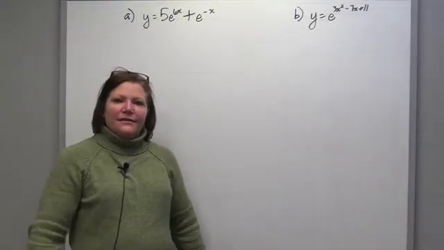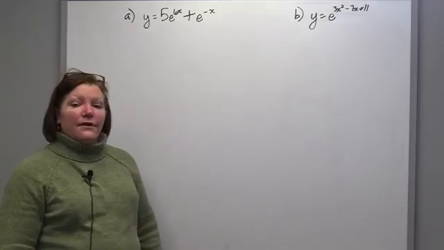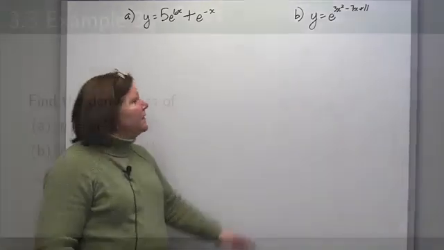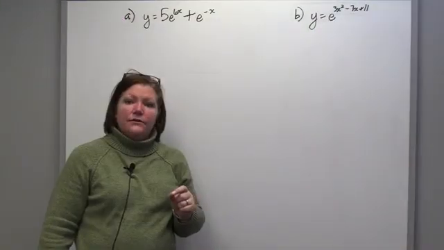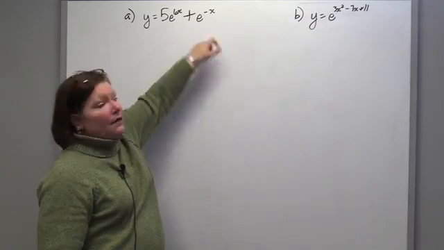In this one, we're going to practice the chain rule again. In this one, they both involve exponentials, similar to the very first example. For part A, we're given y equals 5e to the 6x plus e to the minus x. This actually involves two chain rules, one on this one and one on this one.